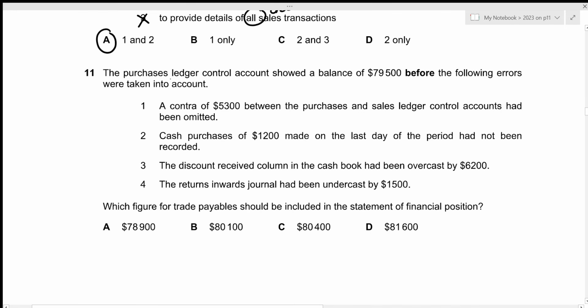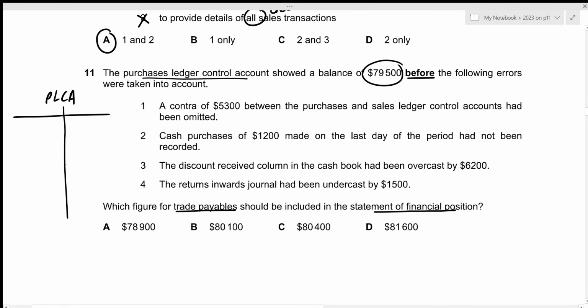Now for question number 11, the purchases ledger control account showed a balance of 79,500 before the following errors were taken into account. And we need to figure out the trade payables, which should be included in the statement of financial position. So let us just prepare the purchases ledger control account. Okay. And we're starting with the amount of 79,500. Remember that this is the amount for our trade payables, which is our liability. So the opening balance will go on the credit side. So that's 79,500 right here.